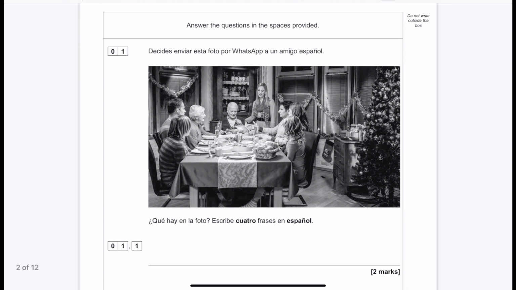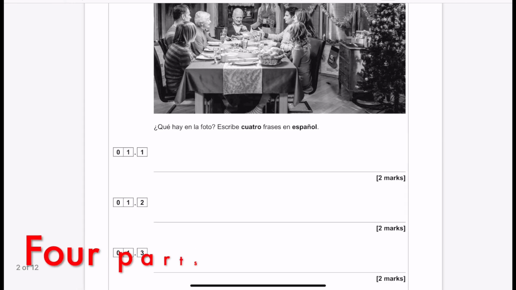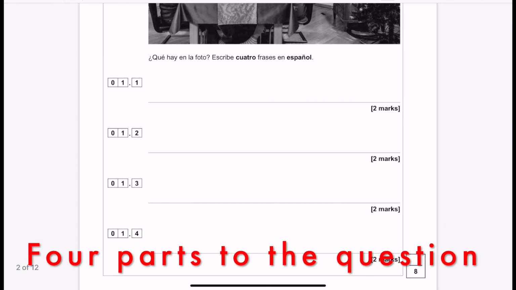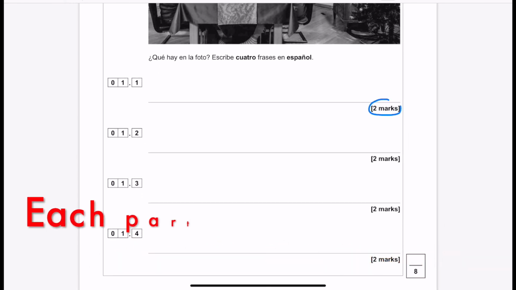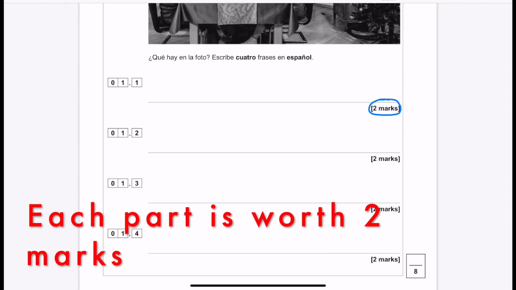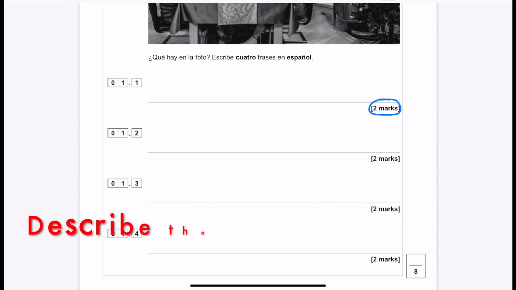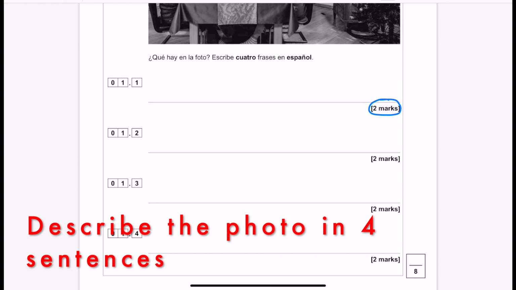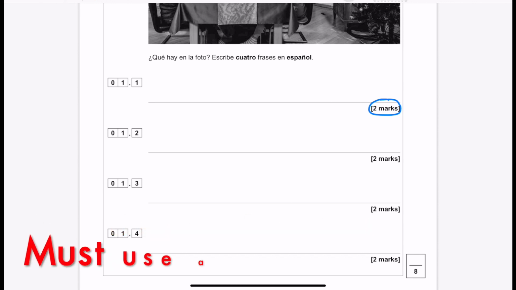What you will see is a photograph and 4 lines. There's 4 parts to the question. Each part of the question is worth 2 marks, giving you a total of 8 marks for this section. What you have to do is describe this in 4 sentences. What's really important is a sentence. You must use a verb.